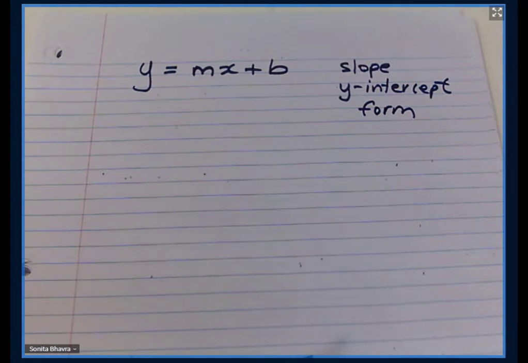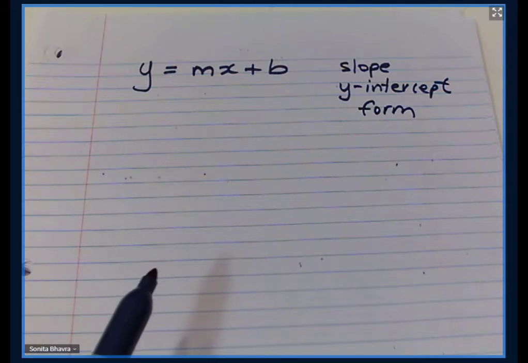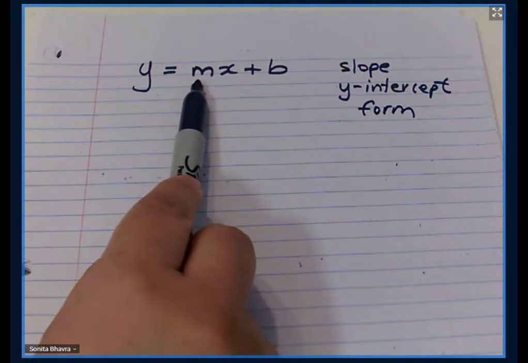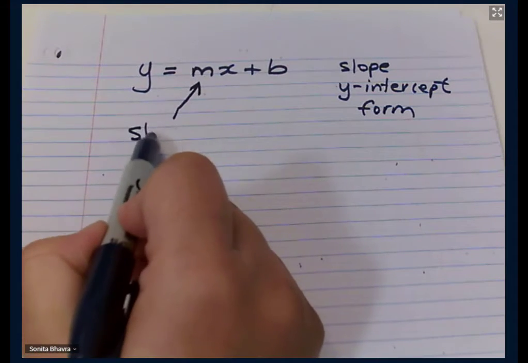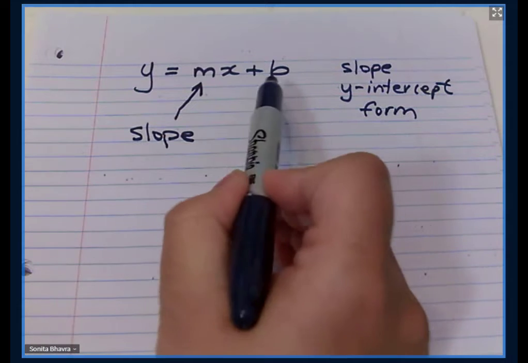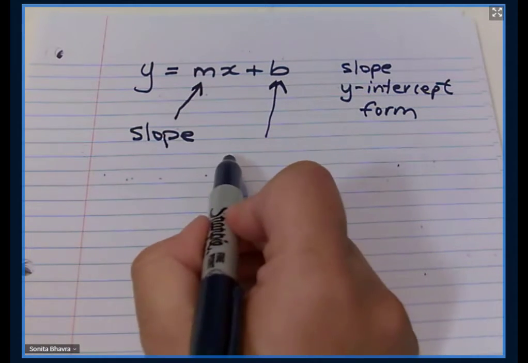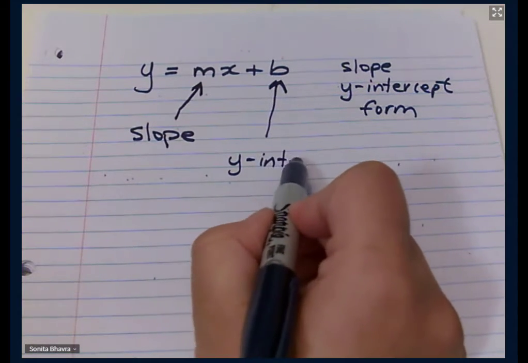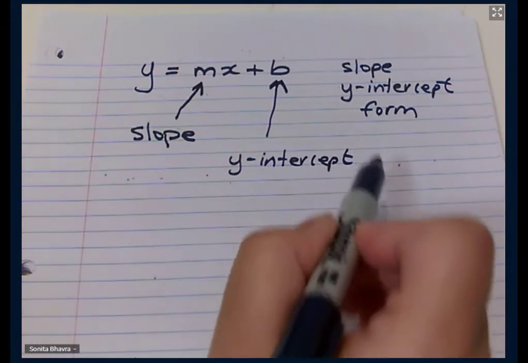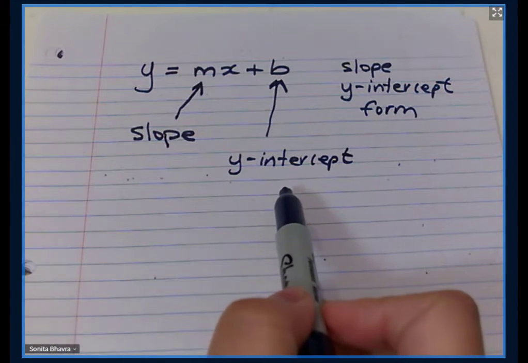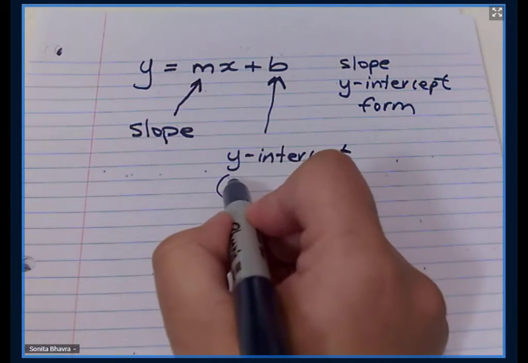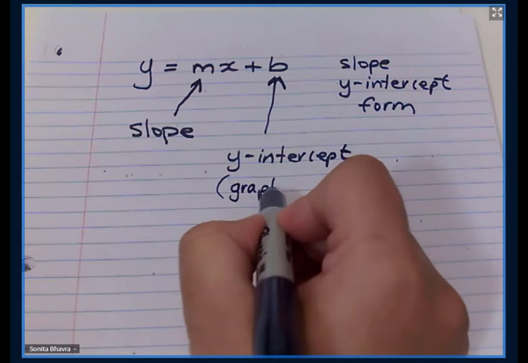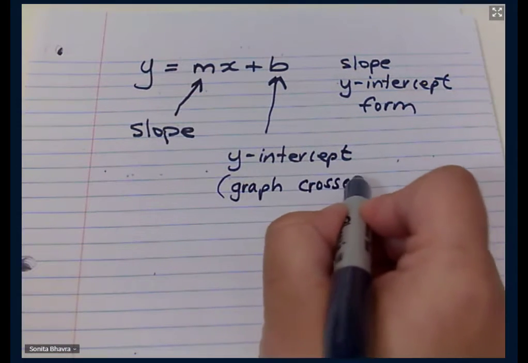So what we're going to look at today is some graphs and some investigations to show us how we know that the m here is going to represent the slope and the b here is going to represent the y-intercept. Okay, so recall y-intercept is where the graph crosses the y-axis.